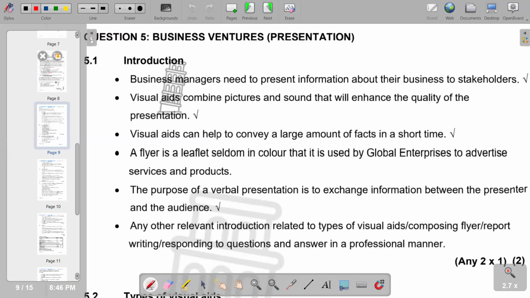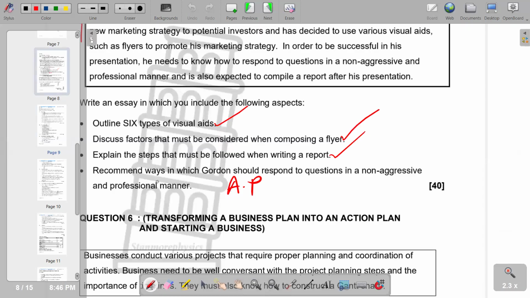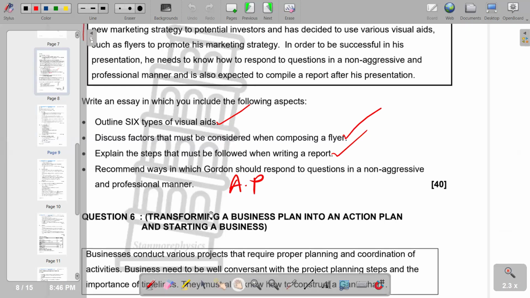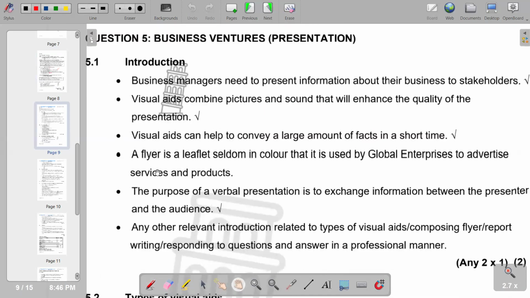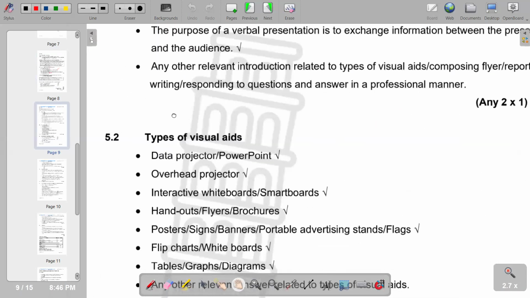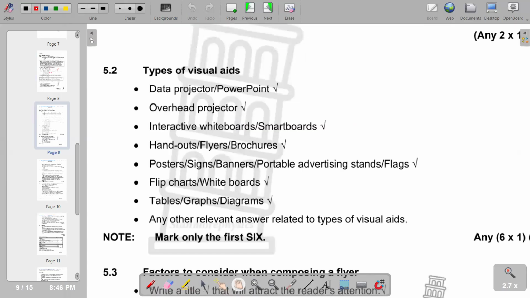So going on to the main part now. On the main part, that's where we are going to outline 6 types of visual aids. So you can start with outlining 6 types of visual aids. Of course, these are the types that we have: data projector or PowerPoint, overhead projector, interactive whiteboards or smart boards, handouts or flyers or boxes. So typically this is what we have.